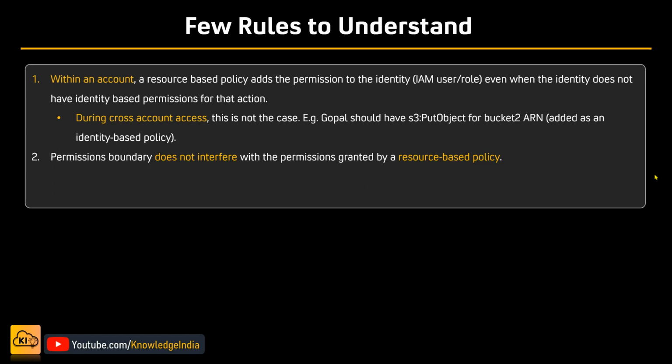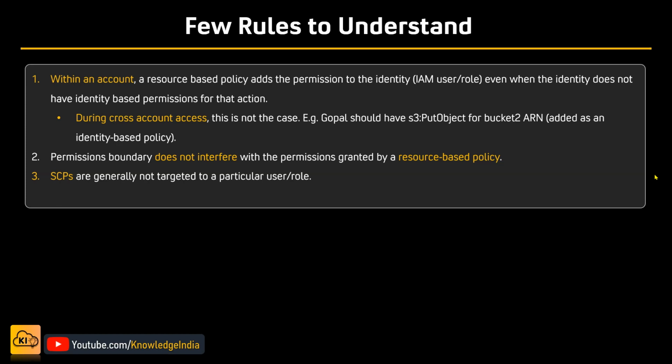But let's say, take another scenario. A user has a permissions boundary where only EC2 star is given, right? But this user has got an S3 bucket in the same account, whereas as part of the S3 bucket policy, some permission is given to this user. In that case, the permissions which this user is getting because of that S3 bucket policy will continue to work. Permissions boundary will not interfere with that. And that's where point number 2 is written: permissions boundary does not interfere with the permissions granted by a resource-based policy. Please understand that. And the last point is service control policies, or SCPs.